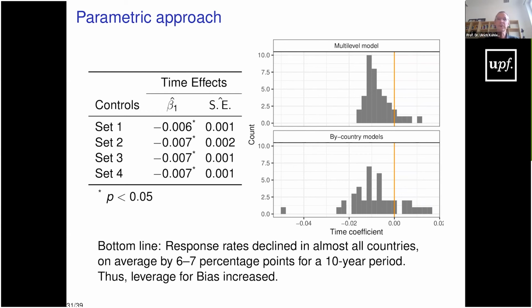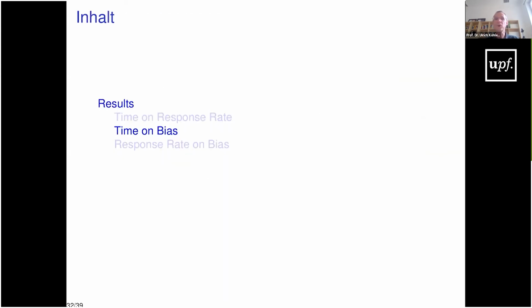So response rate decreases with time quite substantially, meaning 6 to 7 percentage points over a 10 years period. And if we look at the parameters in the multi-level model or in the by-country models, we see that this is the case in almost all countries that we look at. There are some outliers here that look more positive, but we would consider this year as an outlier. So we would say clearly response rates decrease over time.